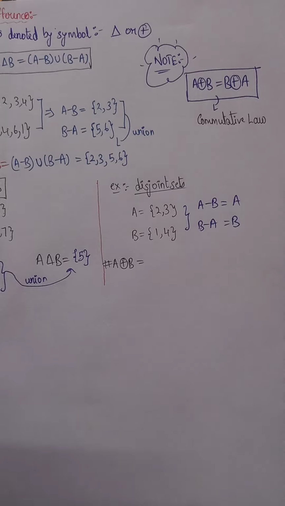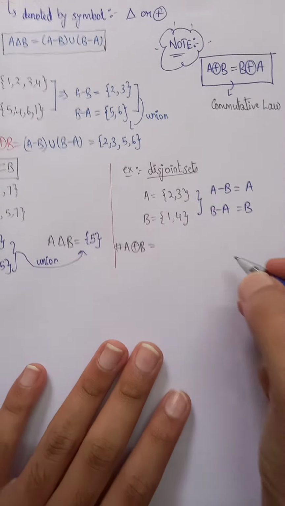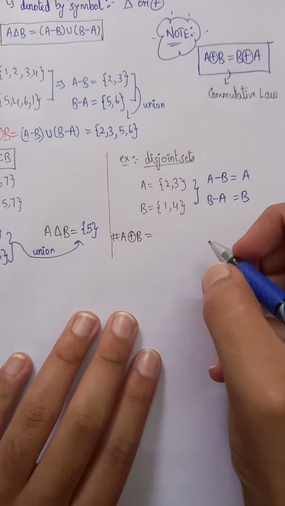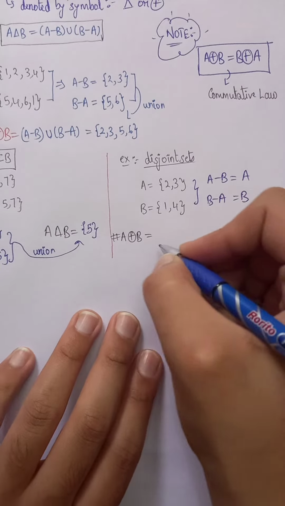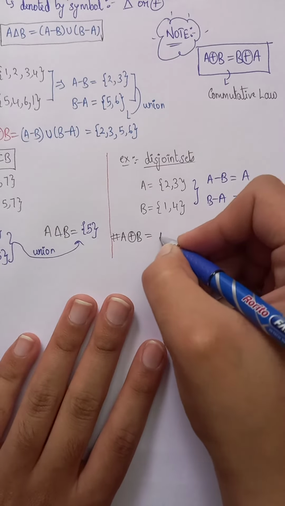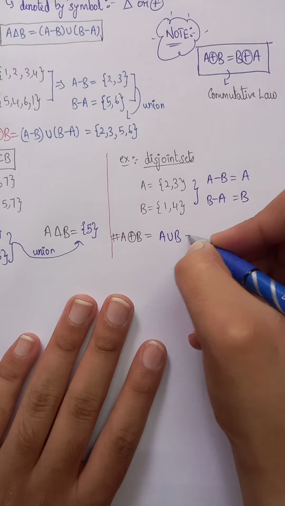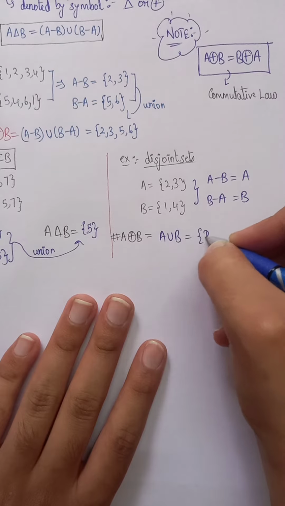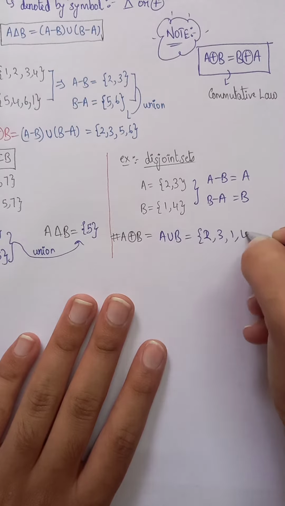Okay, so you need to come one after another. A minus B is equal to A, and B minus A is equal to B. Now the symmetric difference between A and B is A union B, which is equal to 2, 3, 1, 4.